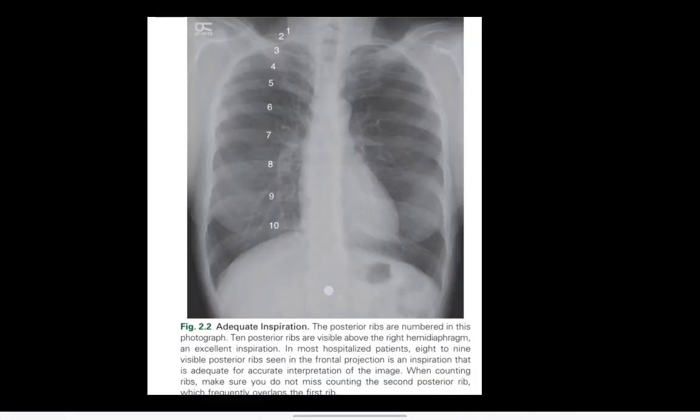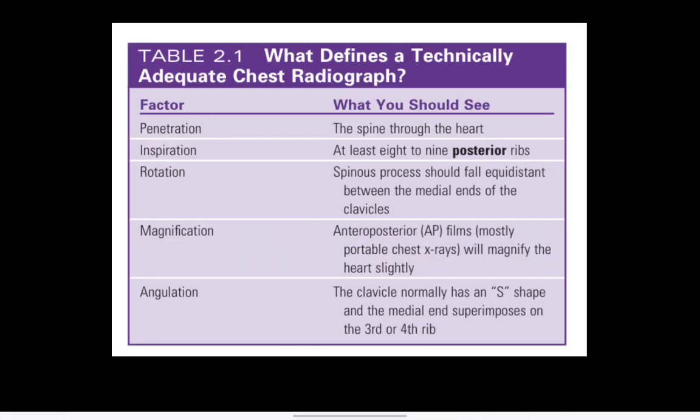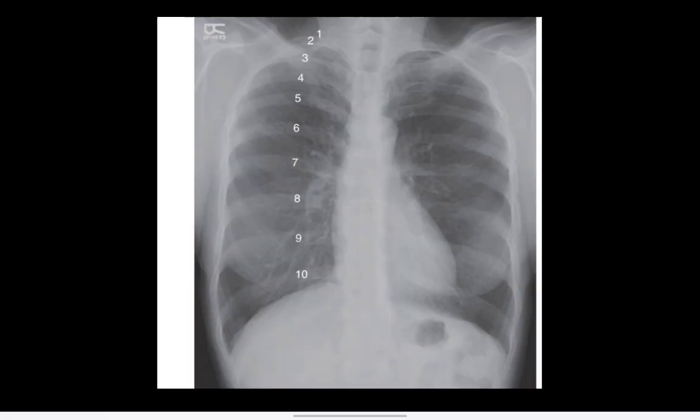This is regarding the inspiration. Moving back to the rotation. Rotation means the clavicle of the patient. If the patient is rotated while he is standing in front of the film, the spinous process should fall equidistant between the medial ends of the clavicle.